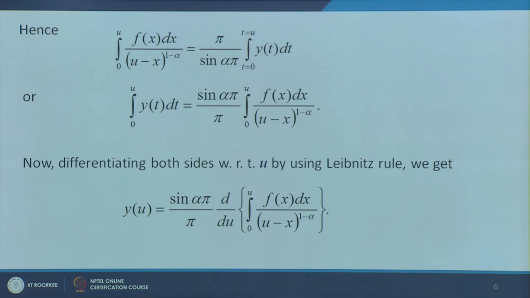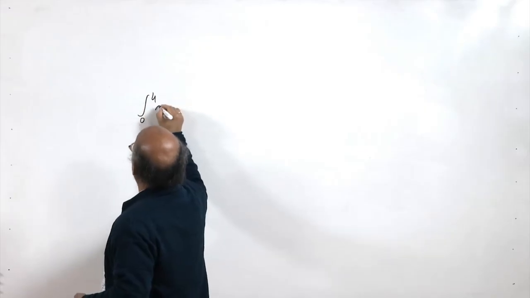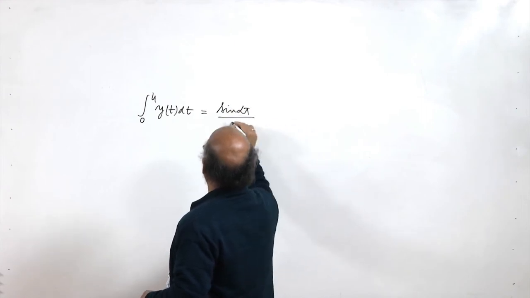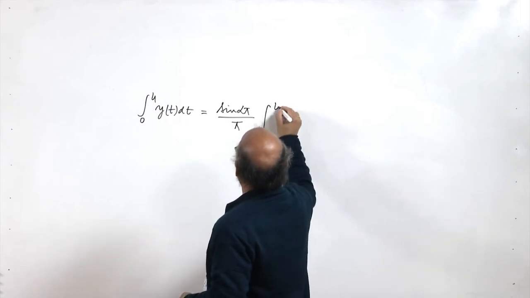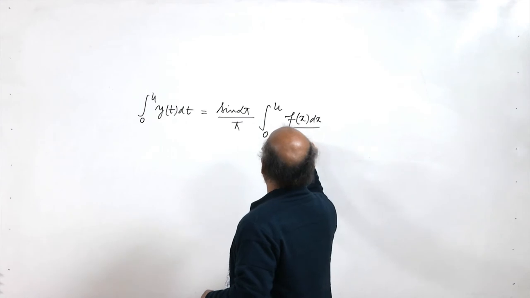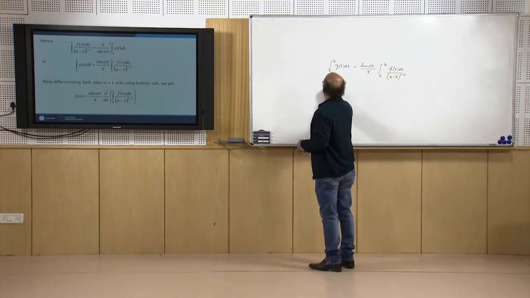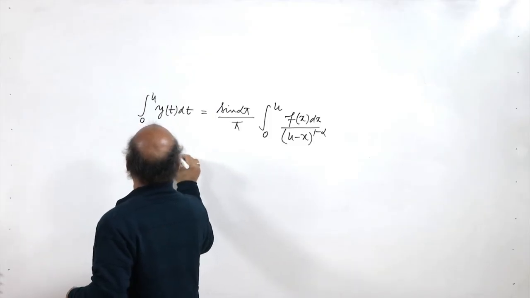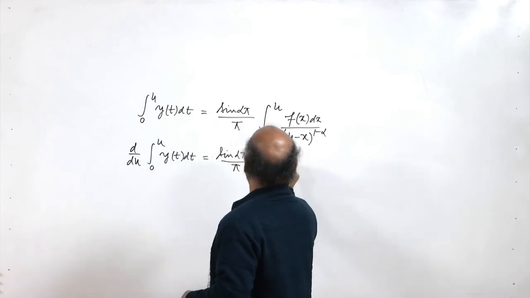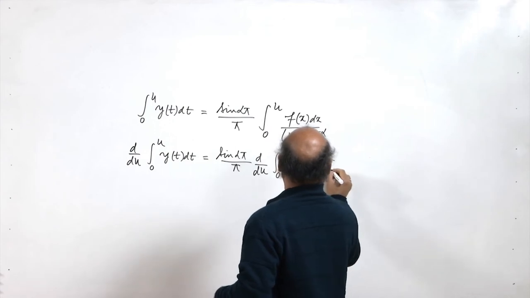Now, let us differentiate both sides with respect to u. Differentiating both sides with respect to u by the Leibniz rule, we have the integral from 0 to u of phi(t) dt equal to sin alpha pi over pi times the integral from 0 to u of f(x) dx over (u minus x) raised to the power 1 minus alpha. So, let us differentiate both sides with respect to u. Then d over du of the integral from 0 to u of phi(t) dt will be equal to sin alpha pi over pi times d over du of the integral from 0 to u of f(x) dx upon (u minus x) raised to the power 1 minus alpha.